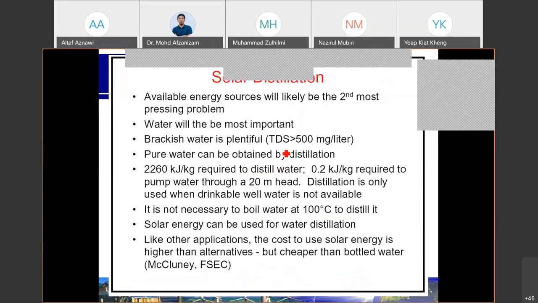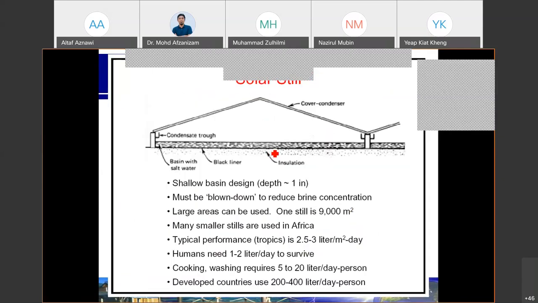For solar distillation, I think we just go through this very straightforwardly. It is just another application related to solar thermal, using the approach to distill water. Not necessarily boiling water at 100 C to distill it. Solar energy can be used for water distillation, like other applications, though the cost is higher than the alternative. So that's the principle of solar distillation. Just skip this one, because it is just another approach of using solar energy to produce distilled water.